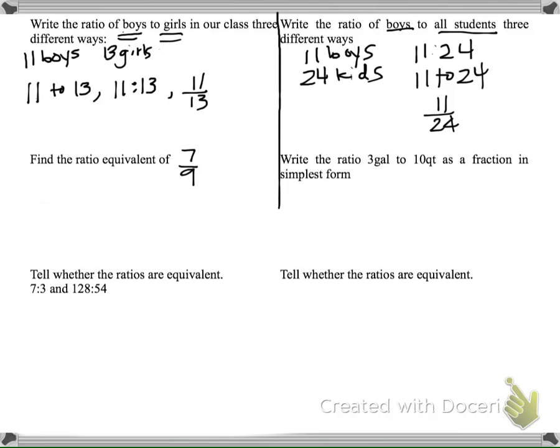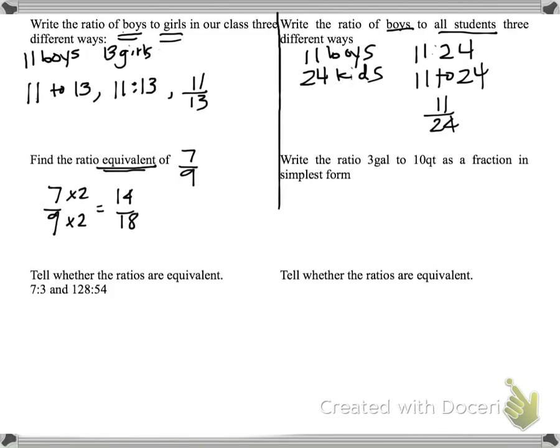The next question says, find the ratio equivalent of 7 ninths. Remember, when you find equivalents, we multiply by 2, and we use 2 just as our base number so it's easy to correct. Multiply the top and the bottom by 2, and I end up with 14/18. This is an equivalent, not simplest form. So with equivalent I can go higher, but with simplest form I always go lower.